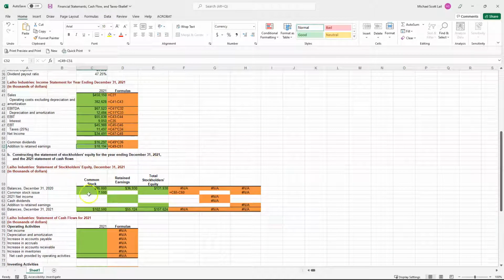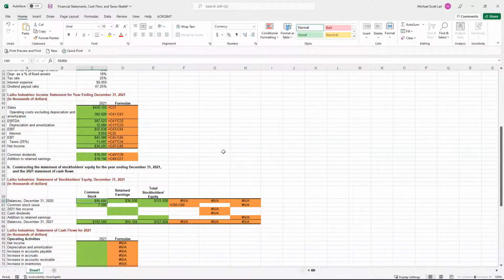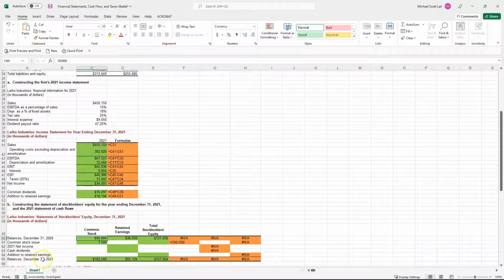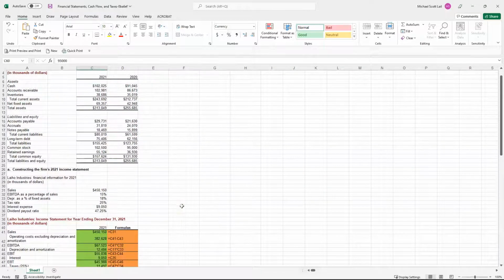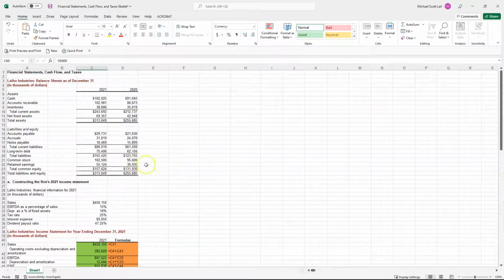But we come down here, and it starts out wanting to know our statement of stockholders' equity, right? So this starts out with our December 31st, 2020 balances. So that 95,000, 36,930, and 131,930 are this line is my common stock, that's my retained earnings, and then that's my total common equity.